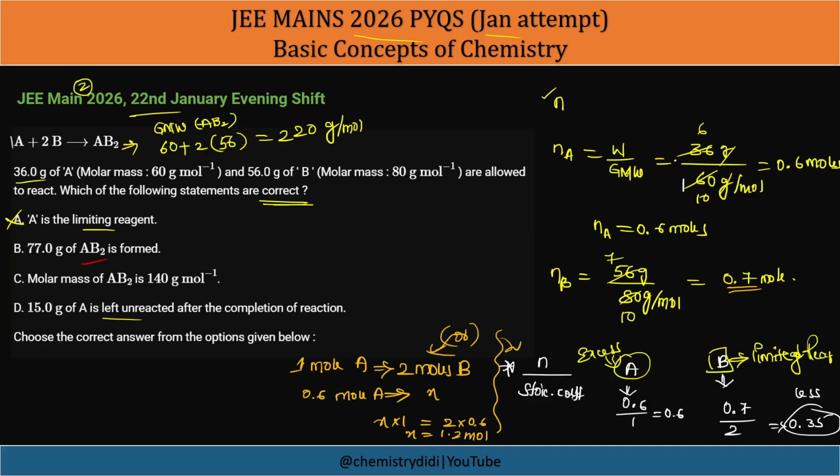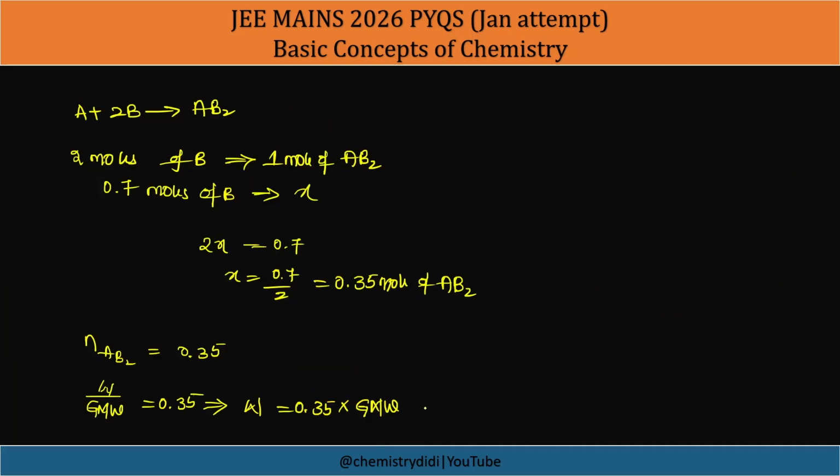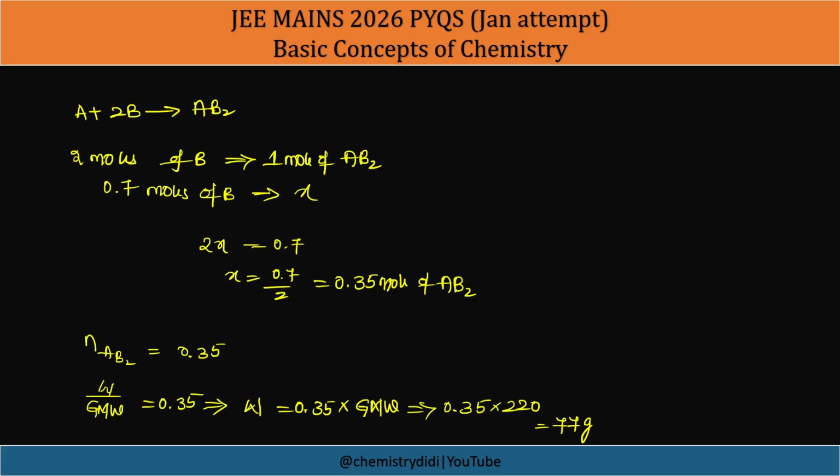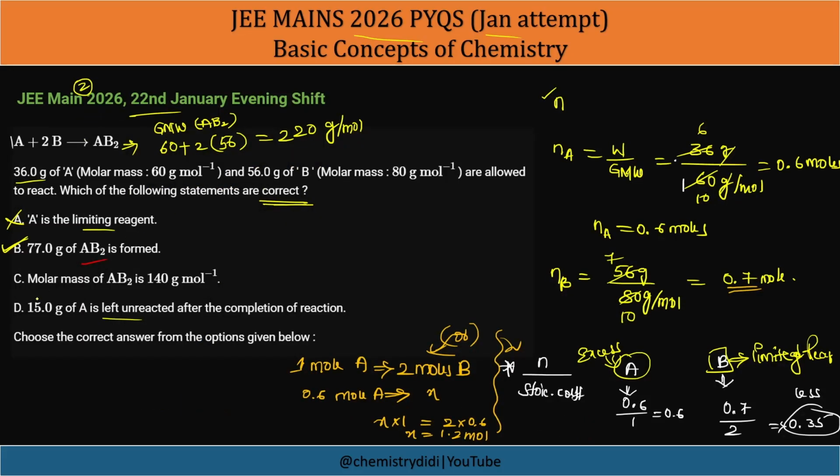So now you just multiply that value with 0.35 into 220. So now you'll get 77 grams, okay. Let's check how much they have given in the options. Yeah, they have given 77 grams only, so option B is correct, okay. So we have solved two statements. This one we have also solved. Molar mass of AB2, what we have got? 220, but they have given 140, so this is wrong.